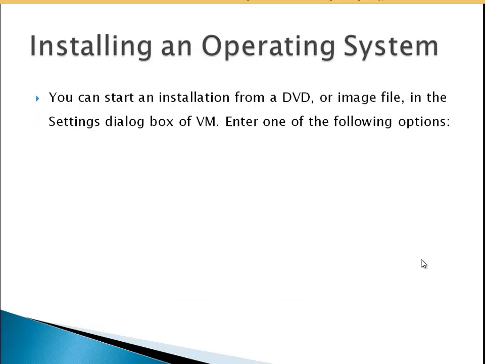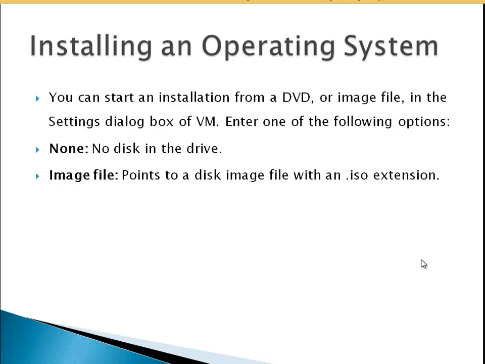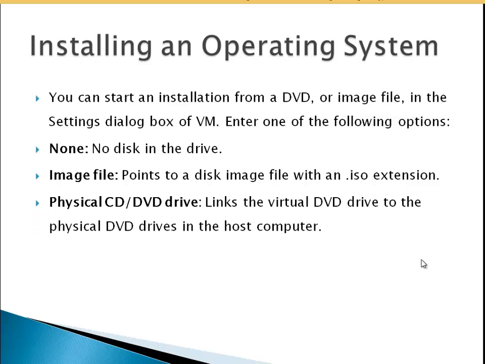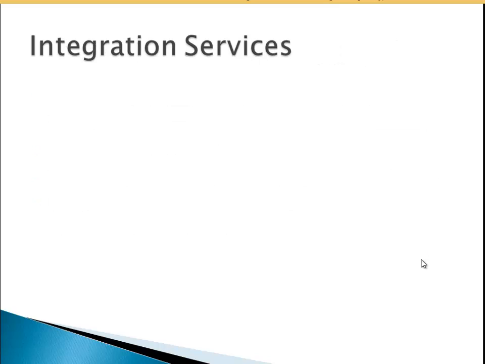When we install the operating system, we have a choice to select none. We can install the operating system later, or we have the choice to choose the ISO, pointing to a disk image file with an ISO extension. You can connect our virtual DVD drive with our physical DVD drive.